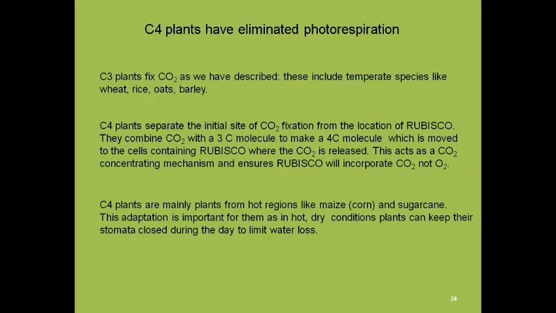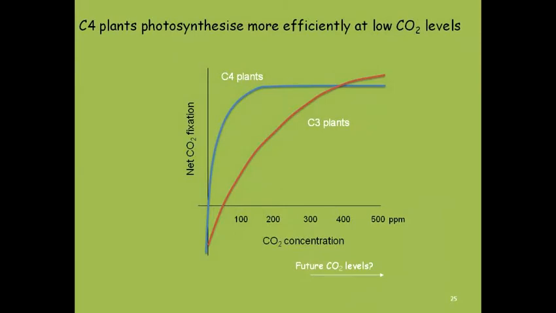Some plants, especially those that grow in hot, dry climates, have eliminated photorespiration by separating in space CO2 fixation and the Rubisco reaction of the Calvin cycle. CO2 is fixed by combination with a 3-carbon acceptor molecule to make a 4-carbon compound, hence the name C4 plants. It's transported into the cells that contain the Rubisco and the CO2 is released there. This means that Rubisco always has enough CO2 even when stomata are closed.